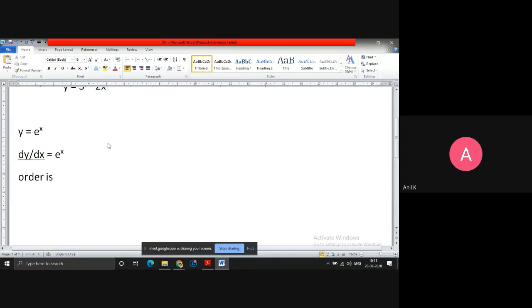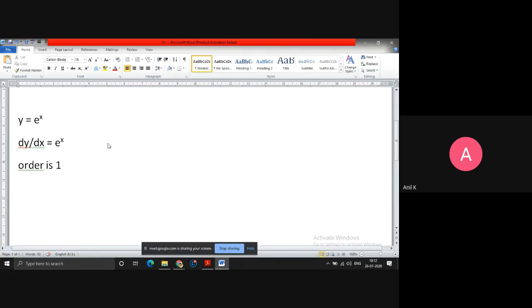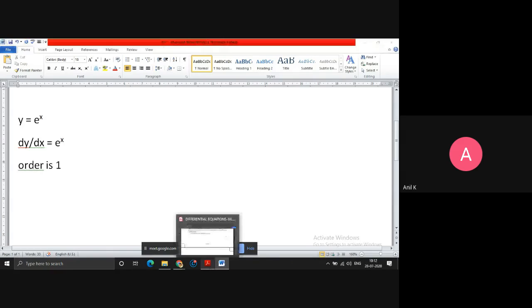For example, if I differentiate the same function a second time, d square y by dx square is also e to the power of x. Then the order becomes 2. If I differentiate the same function 10 times, d10 y upon dx to the power of 10, then the order is 10. So order is nothing but how many times you are differentiating the function. I think they have given some examples here.